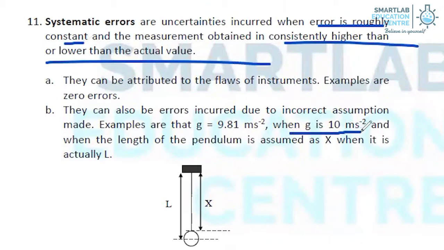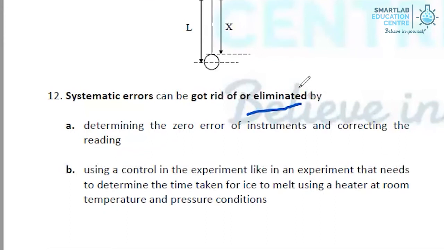For example, we could be assuming the acceleration due to gravity is 10 meters per second squared, but the accurate value is 9.81. So the difference between them will be what we term a systematic error. So hence, systematic error can be got rid of or eliminated.